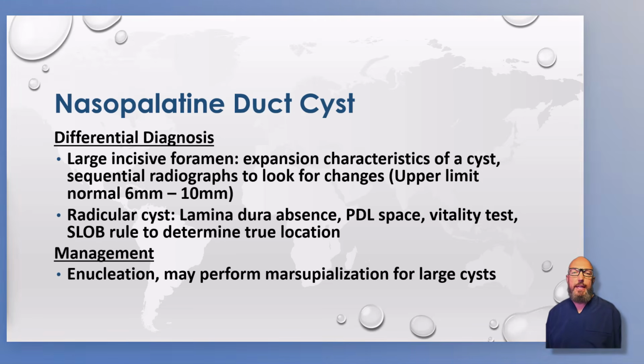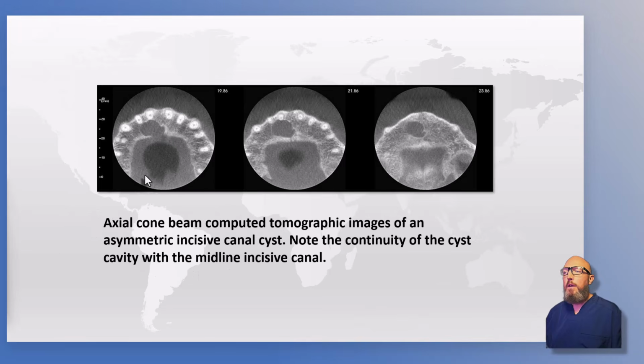What else can you do clinically? You can do a vitality test. You can also do a slob rule to determine the true location. Management is pretty simple, as you would expect for a true cyst, just enucleation, with marsupialization, which could be considered for large cysts.